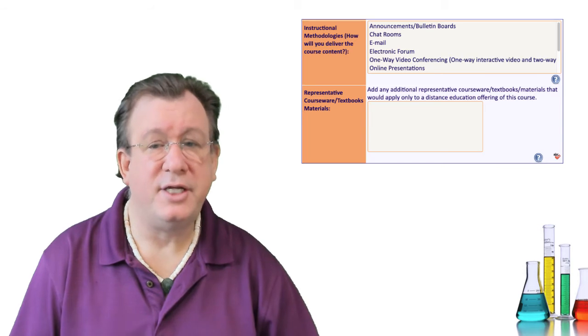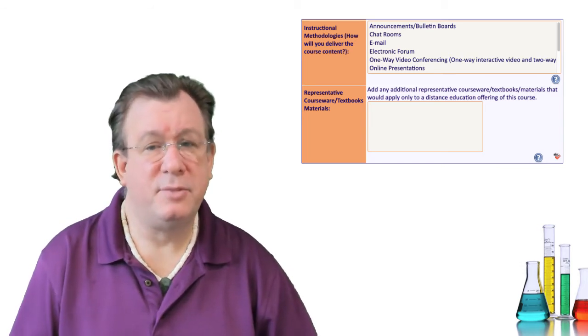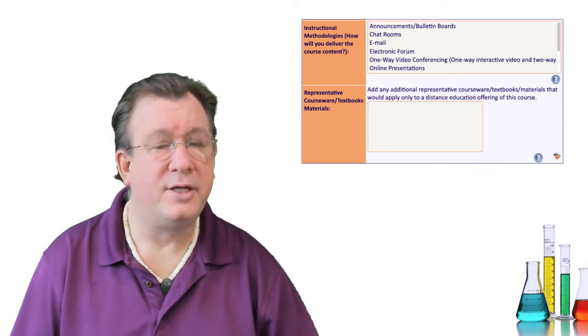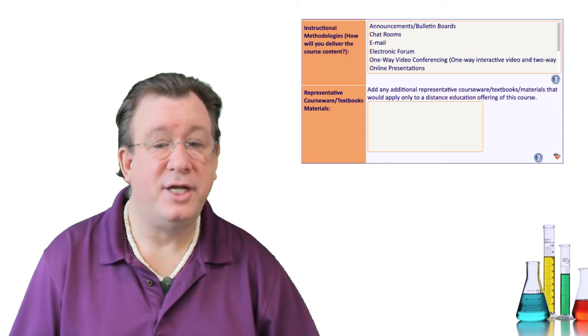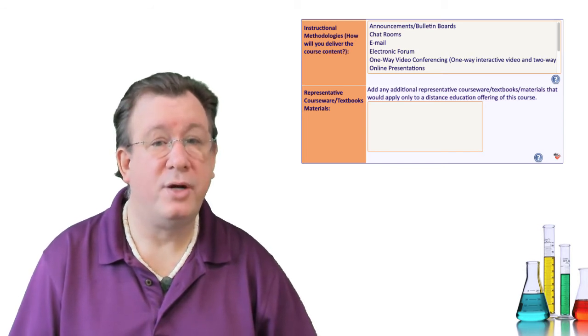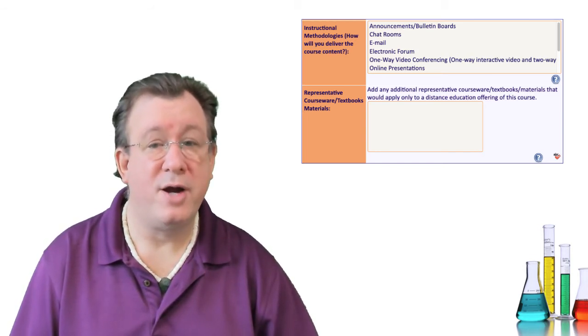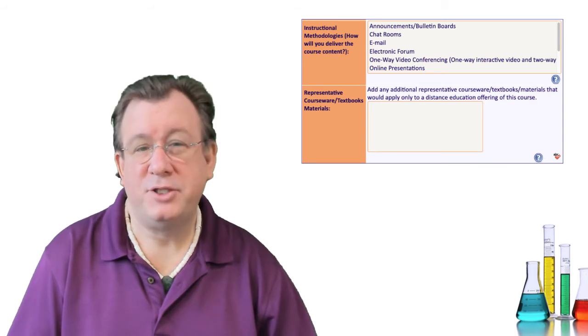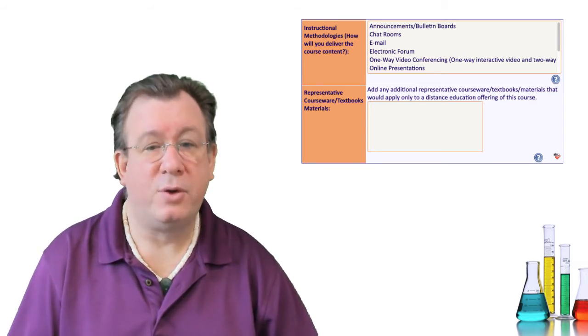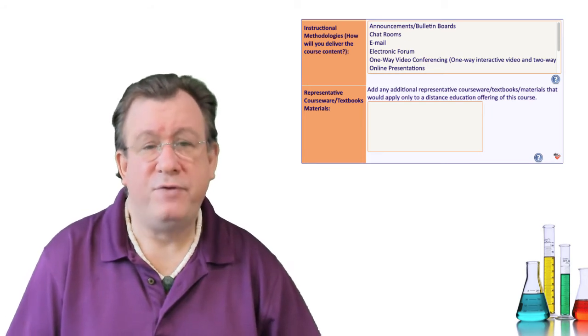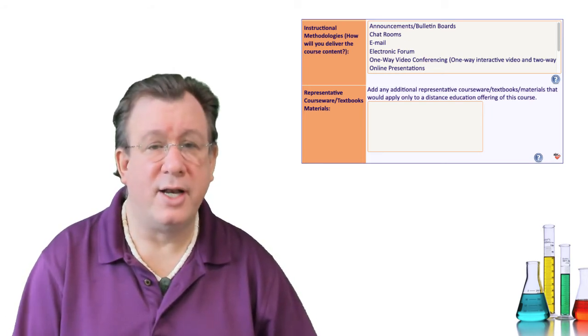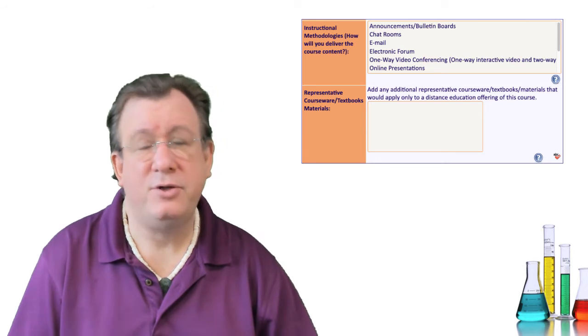In the next box, you should indicate the instructional methods that you expect to use in delivering this course in a DE mode. Things like announcements and bulletin boards, chat rooms, emails, any of the methods of contact you intend to use should be indicated here. In the next box, you should indicate any representative courseware or textbooks or other materials required for the course. In this box, you should only indicate materials or courseware that is different than the base class.